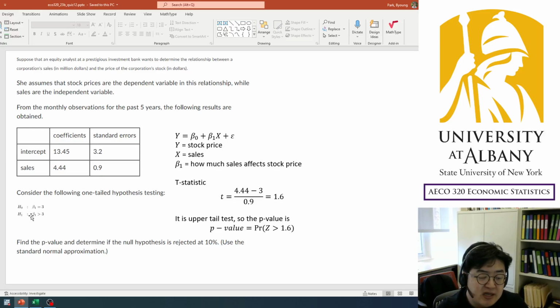And then given this t-statistic, we would like to calculate the p-value. But remember, it is an upper tail test. You reject only on the upside, right? So your p-value must be calculated only on the right tail. So given 1.6, you are calculating that.